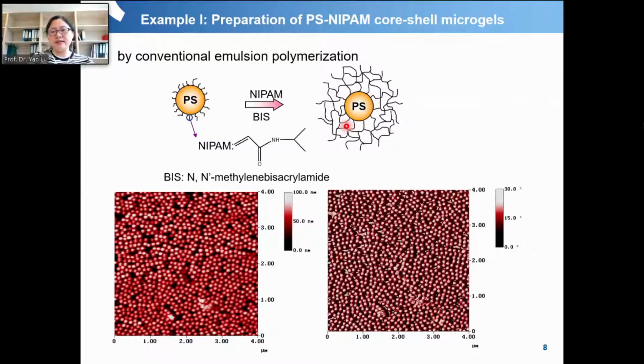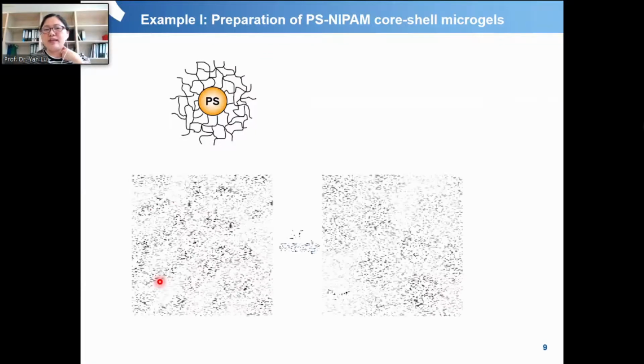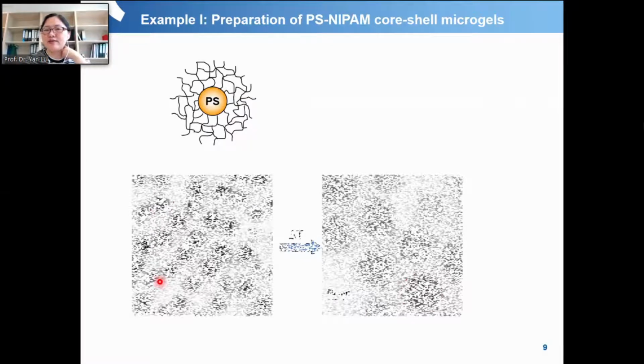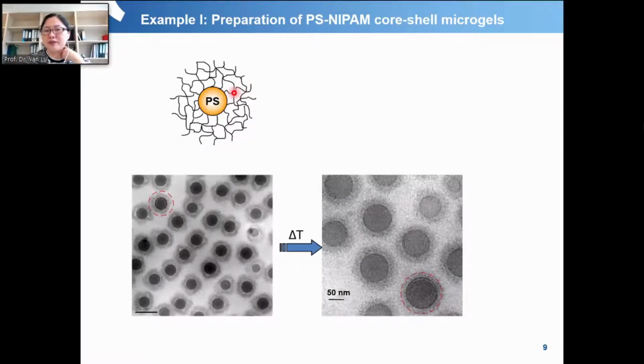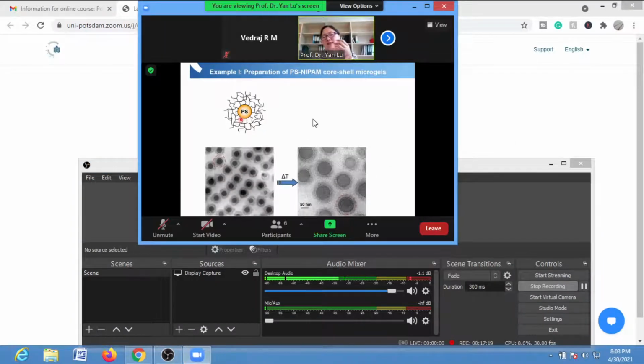You can see this AFM image here. The particles are very nicely monodispersed. Of course, in this case, the AFM is also performed under dry conditions. As I mentioned, in the dry condition you cannot clearly distinguish the shell from the polystyrene core, because in the drying state your polymer network will shrink and collapse.